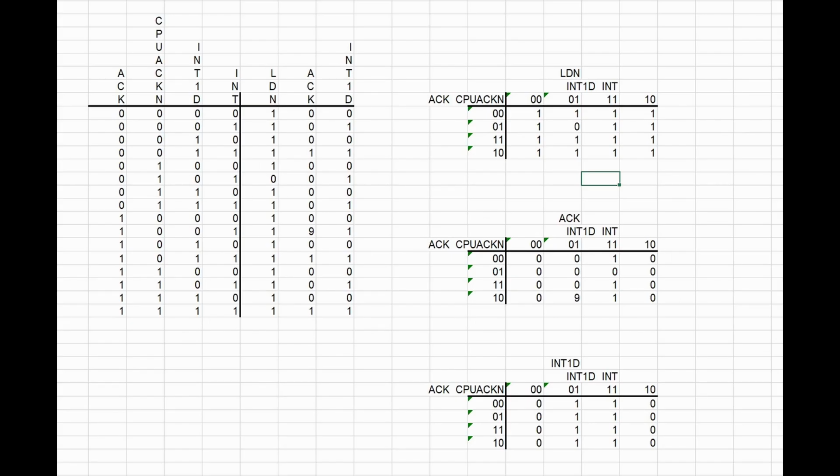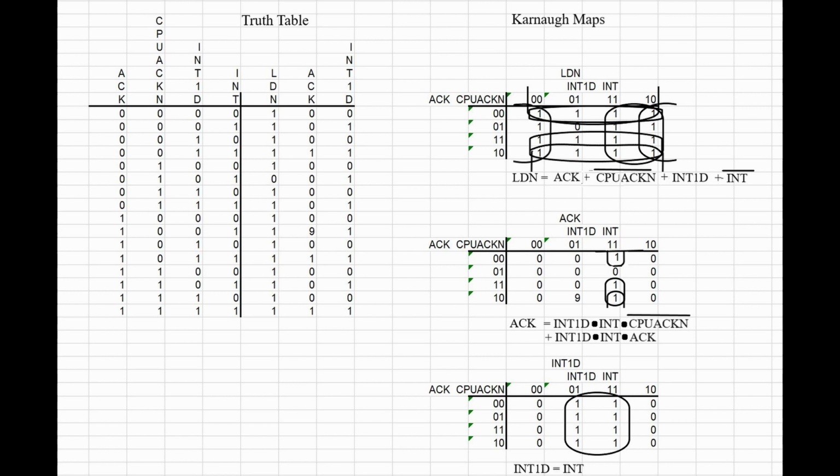This is the truth table filled out. The Karnaugh map is automatically filled out. You can do the usual circling and write down the optimized equations. The optimized equations lead directly to the gates.